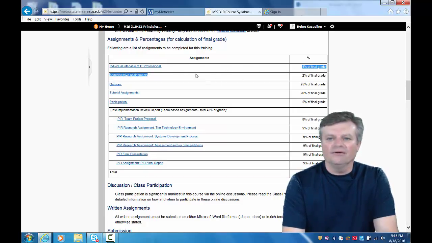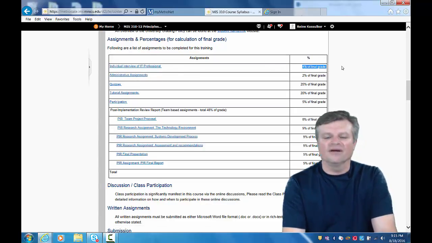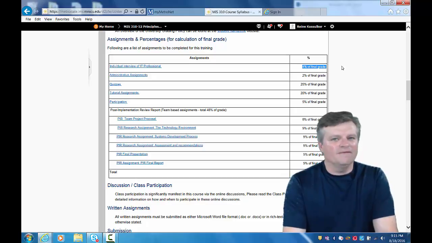That interview with the IT professional is 4% of your final grade. For the interview, you need to find an IT professional. It can be someone who works on the service desk. It could be a project manager, a business analyst, an IT manager. It is best if it's someone who works on the technology side of the house. Some people have done business in the past, like a business manager. It's a little bit harder to do that.